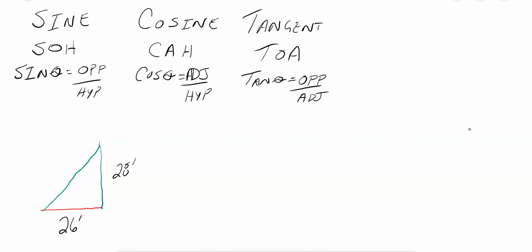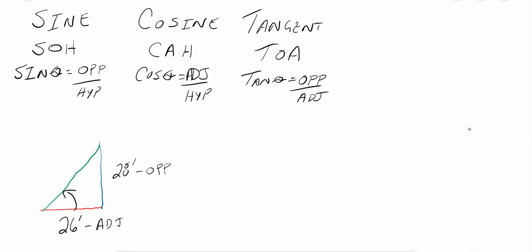So let's select the trig function we're going to use. Well, I don't have a hypotenuse, so that rules out sine and cosine. So I'm going to go with tangent. If I'm trying to figure out this angle here, I have the opposite, the side opposite, and I have the side adjacent the angle. I can plug that into my tangent formula.